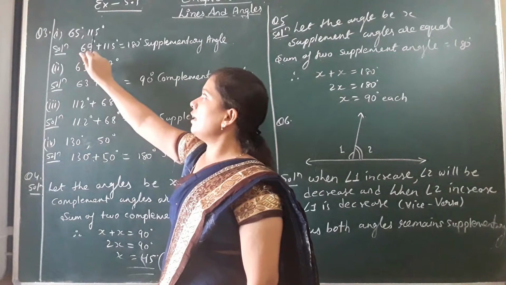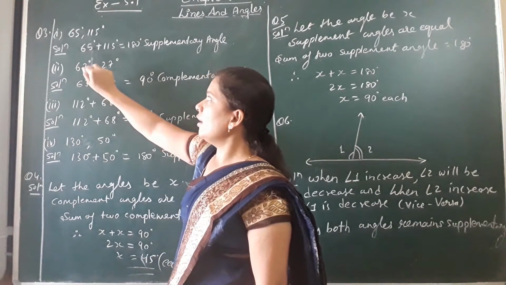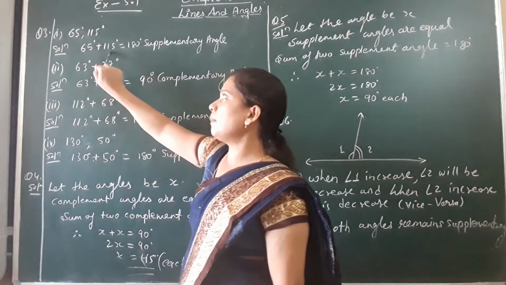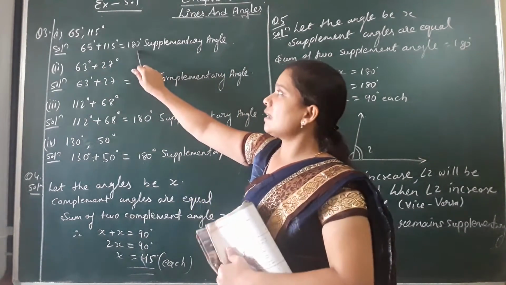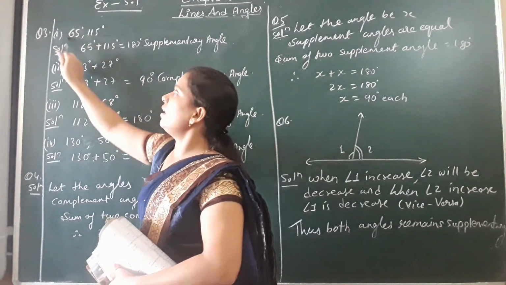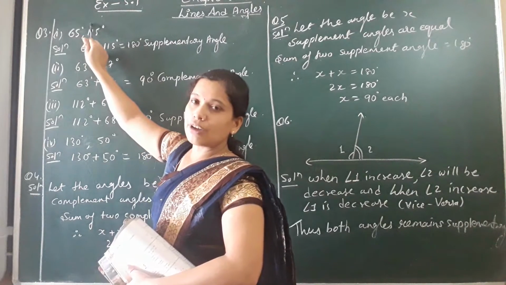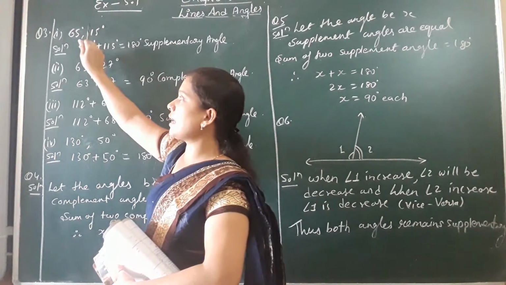So 65 degrees and 115 degrees is given as the first pair. We are going to add. When we add 65 degrees plus 115 degrees, we get the answer 180 degrees. As we know, 180 degrees is a supplementary angle. Hence this pair, 65 and 115, is a supplementary angle pair.